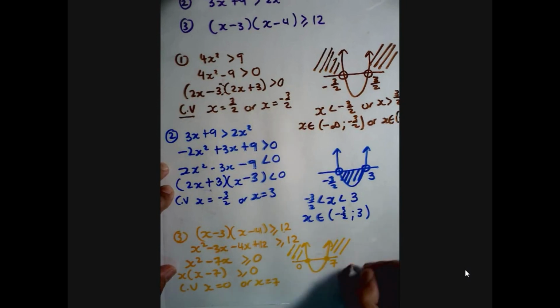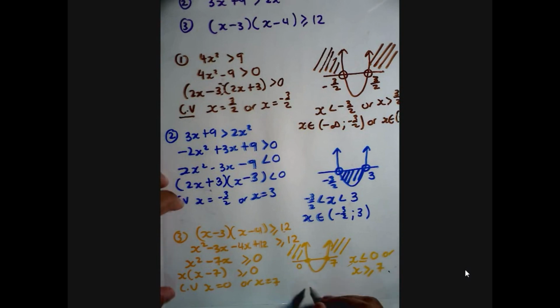So I'm going to say x is less than or equal to 0, or x is greater than or equal to 7. Right, that's my answers. If I write this in interval notation, it'll be like this: x is an element of negative infinity to 0, but it must be closed, or x is an element of square brackets 7 to positive infinity.